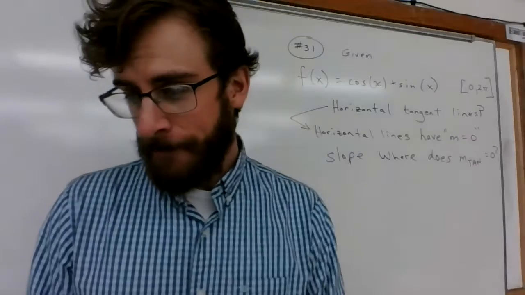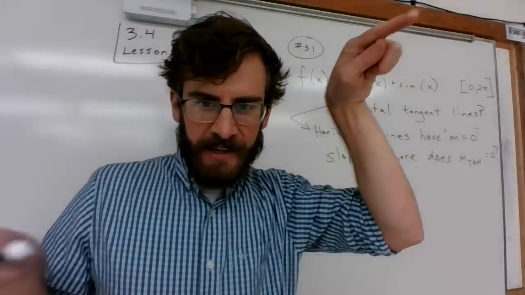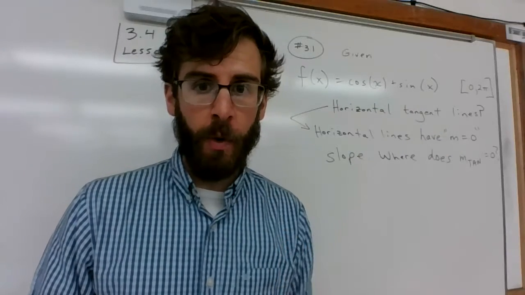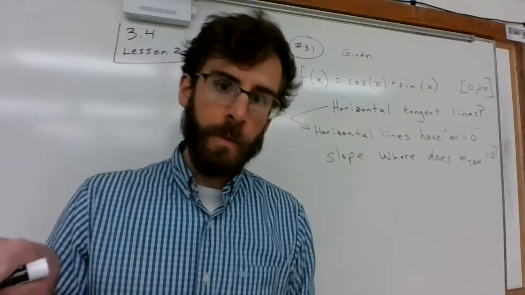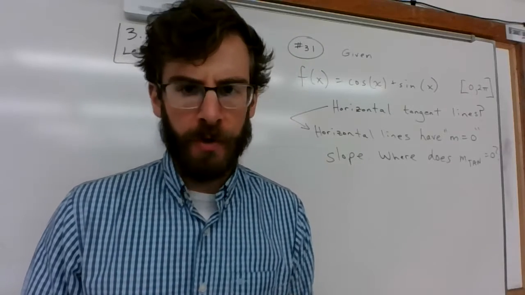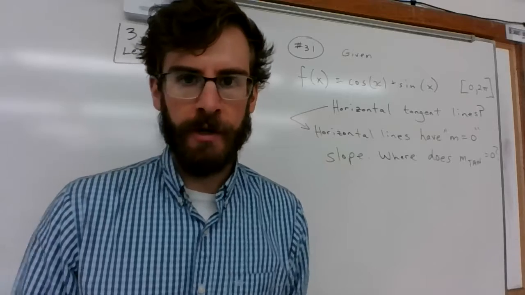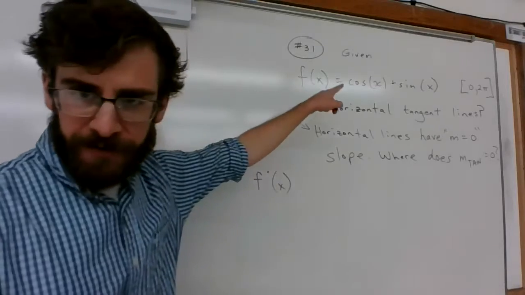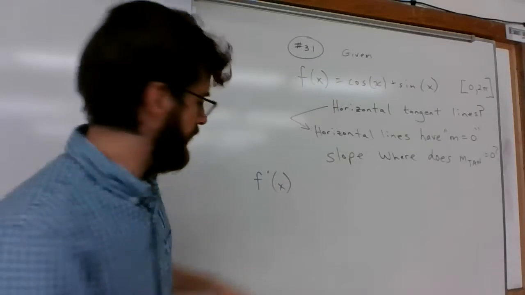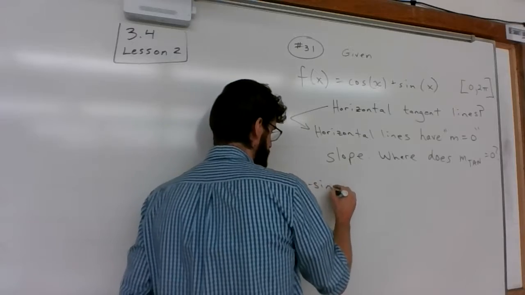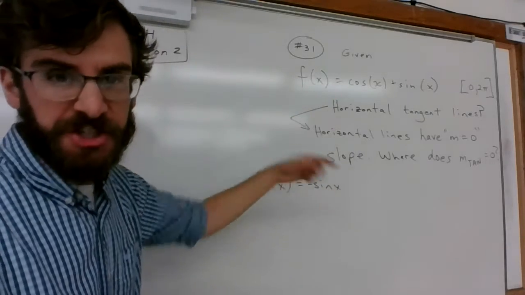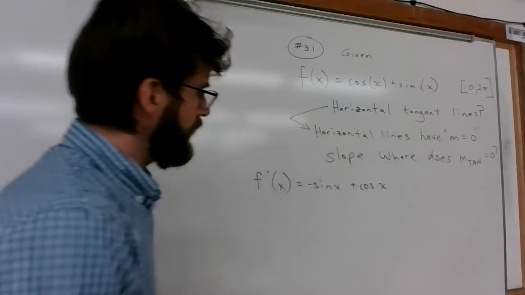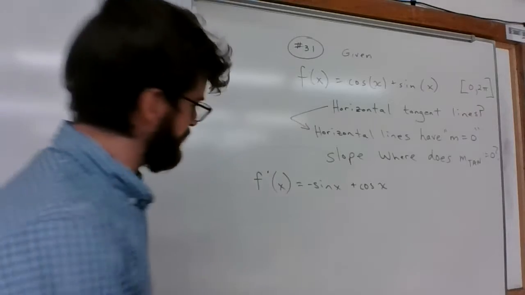Now looking at the graph, you notice that it has a peak and a valley. That probably means there's only going to be 2 solutions. There are only 2 horizontal tangent lines in this window. So my derivative: the derivative of cosine is negative sine, and the derivative of sine is just positive cosine. I'm going to rearrange them and then set this equal to 0.